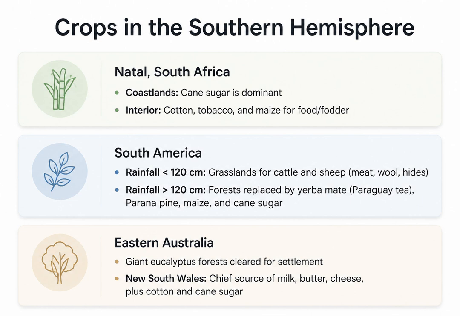Where rainfall is under 120 centimeters, you find extensive natural grasslands, perfect for rearing cattle and sheep for meat and wool. Where rainfall exceeds 120 centimeters, the landscape shifts to forests, and the economy shifts to harvesting yerba mate, lumbering Parana pine, and growing sugar. Finally, in eastern Australia, the giant eucalyptus forests have largely been cleared by European immigrants to make way for intensive dairying, making New South Wales the country's chief source of milk, butter, and cheese.